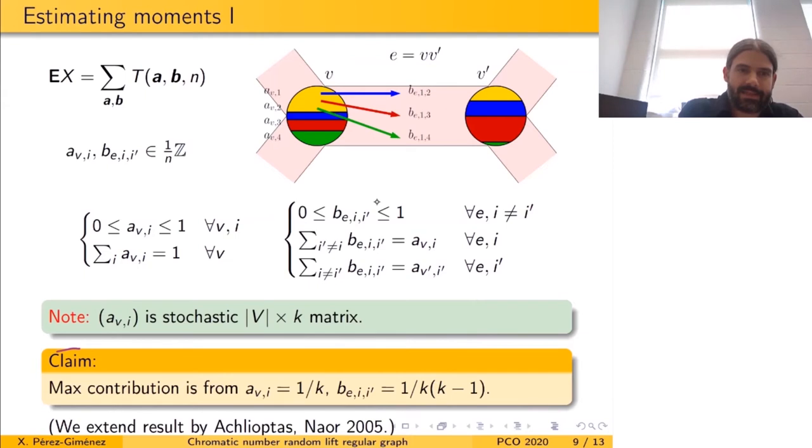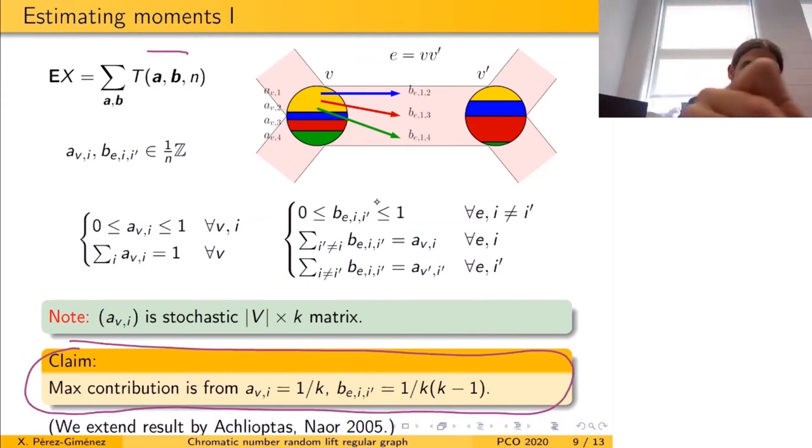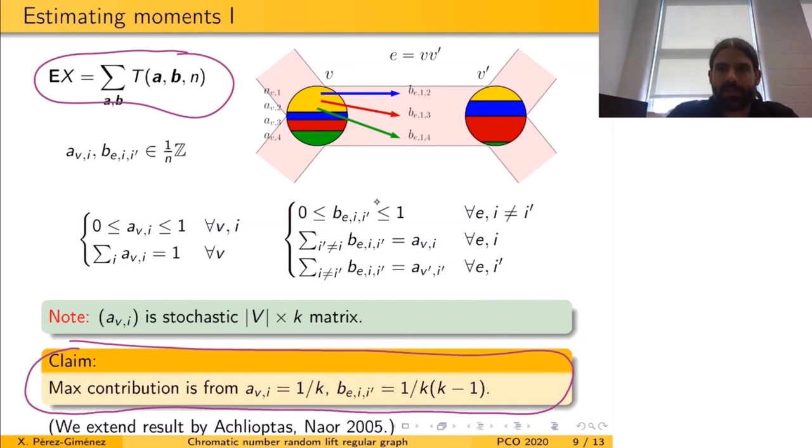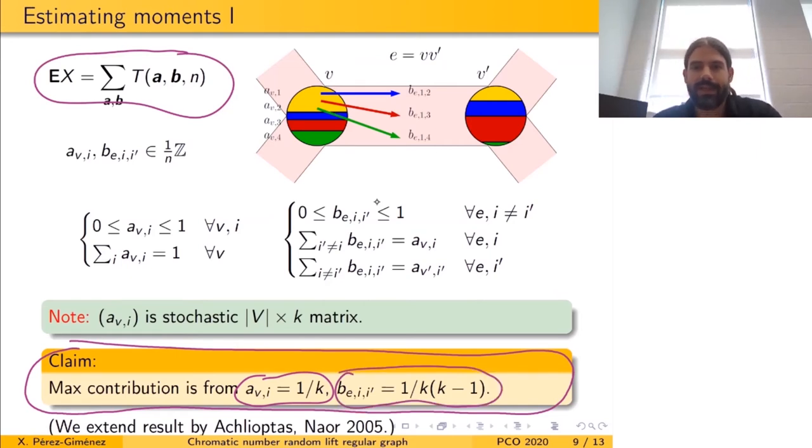But in any case, what we showed is that the main contribution to this first moment comes from the most symmetric term, where for every fiber, all the A's are equal to 1 over K, and all the B's are also equal to 1 over K times K minus 1.